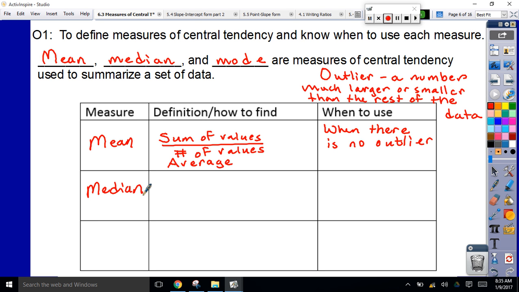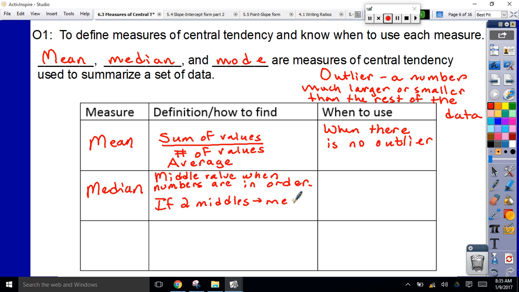So median is the middle value when numbers are in order. And then if two middles, you find the mean of those two middles.